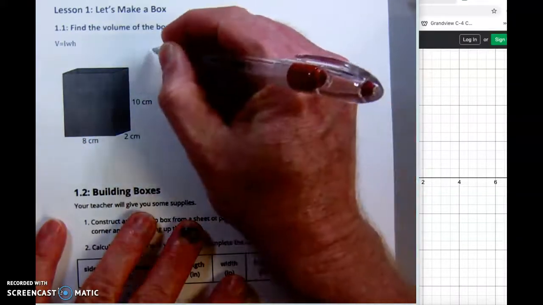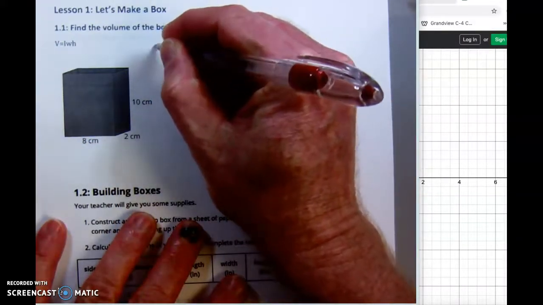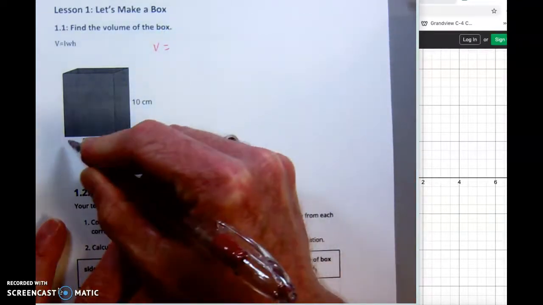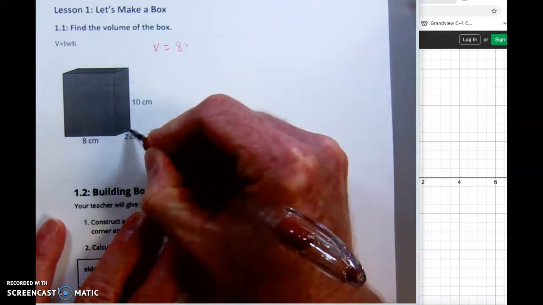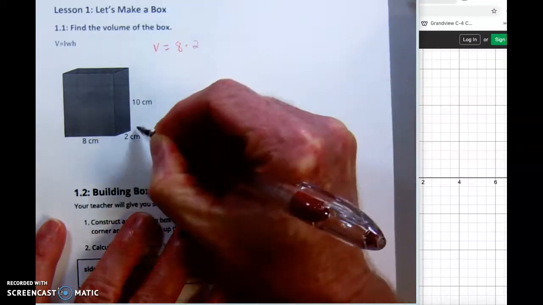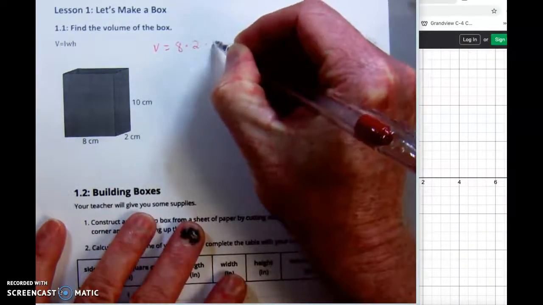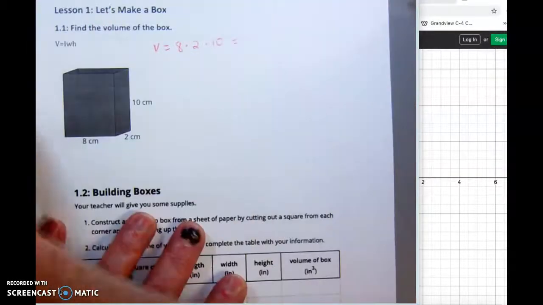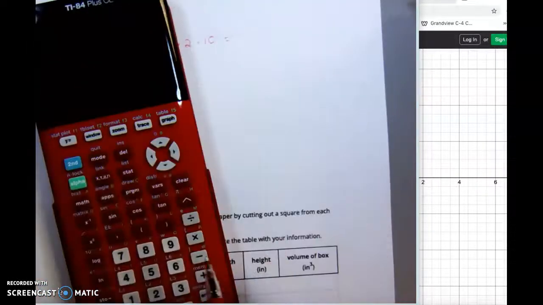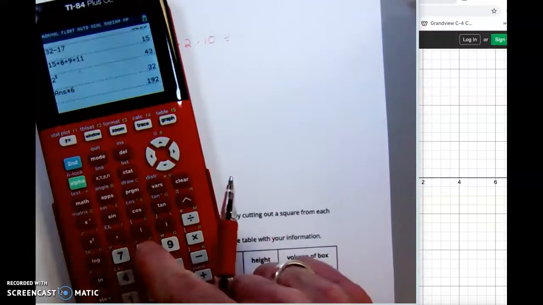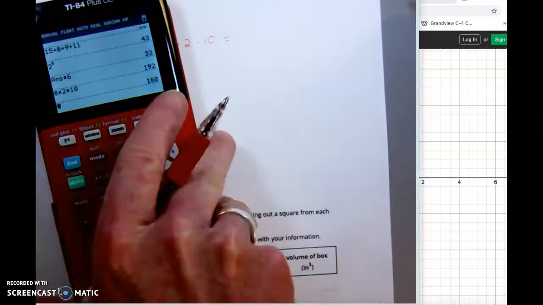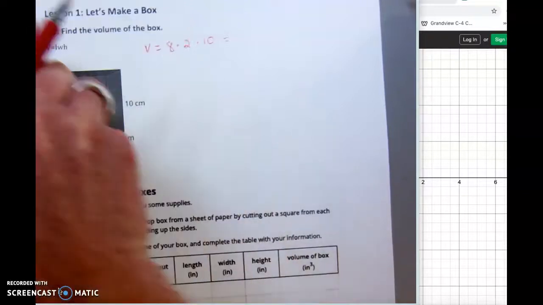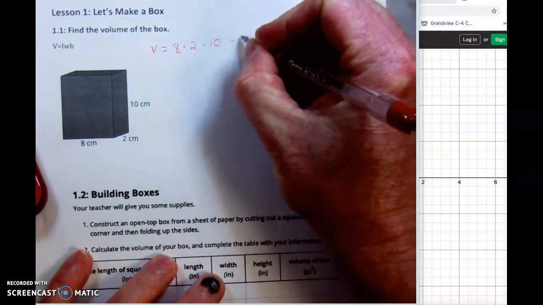So in this case, volume is length, we'll call 8, width we'll call 2, and height we'll call 10. So we just multiply those together. 8 times 2 times 10. And our volume is 160 cubic centimeters.